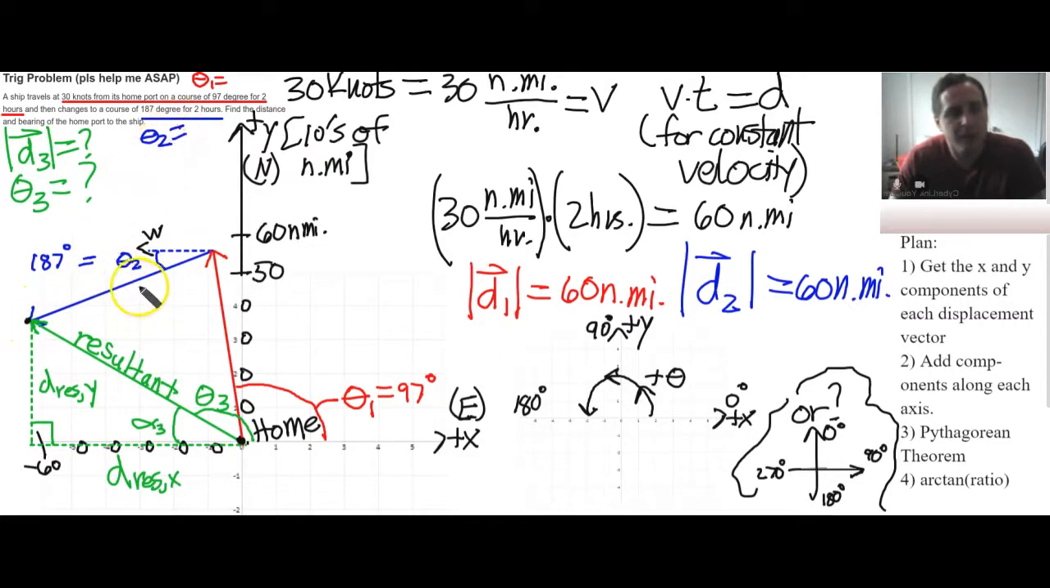second angle. Now notice, if 30 knots is the velocity, let's assume that to be constant, that's 30 nautical miles per hour, and that's the constant velocity. If you times that by the time of 2 hours, you get 60 nautical miles, and that's the length of each of these vectors, because let's assume the ship does not change its speed.